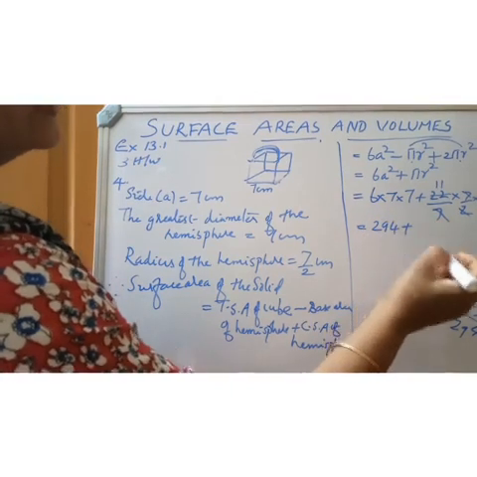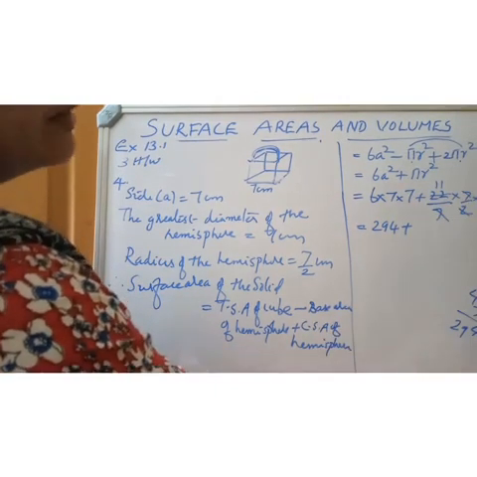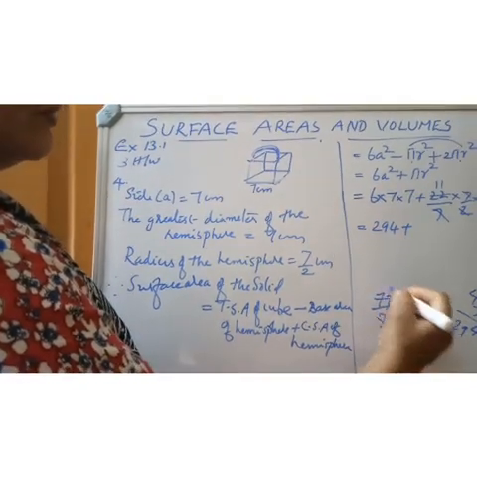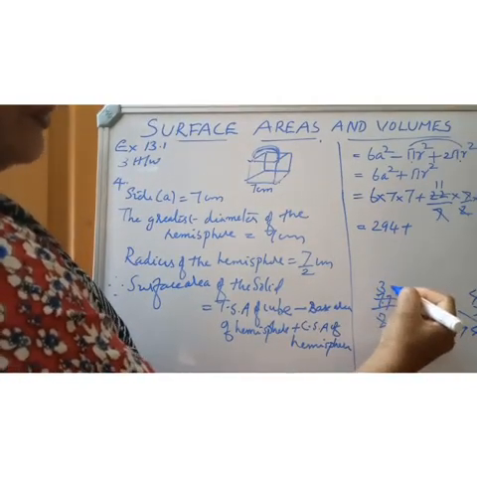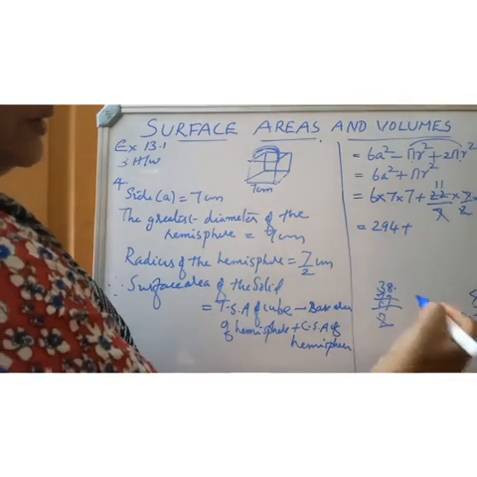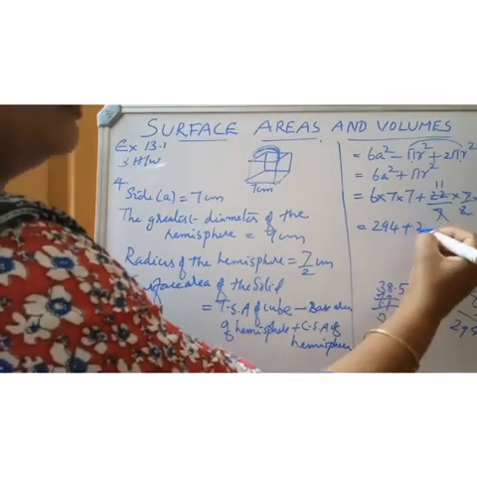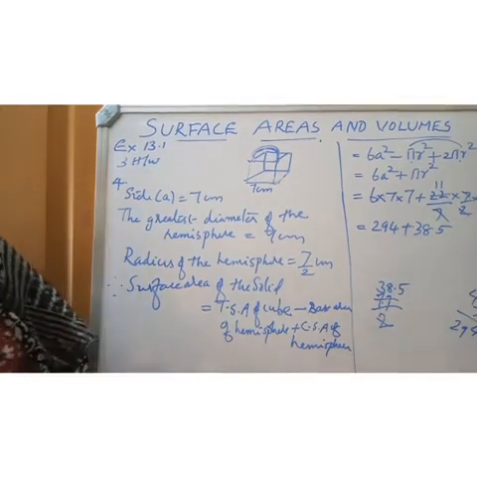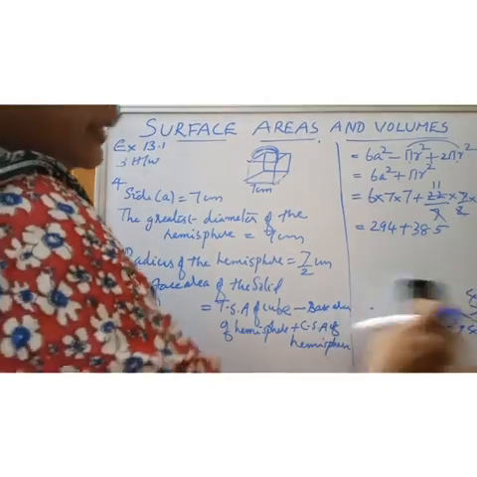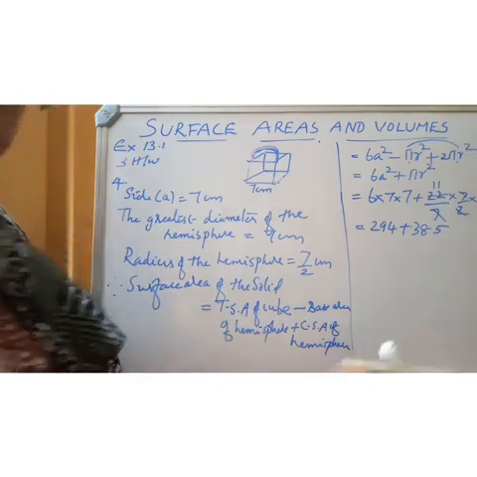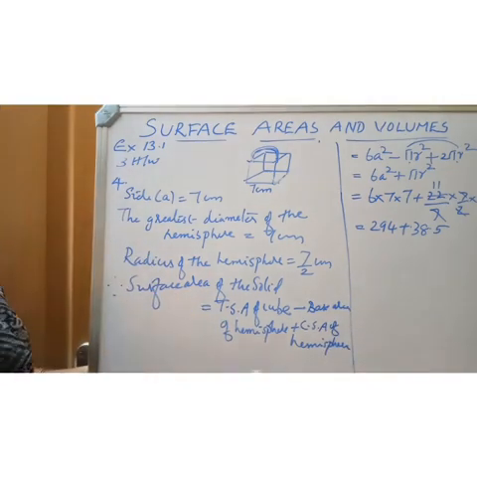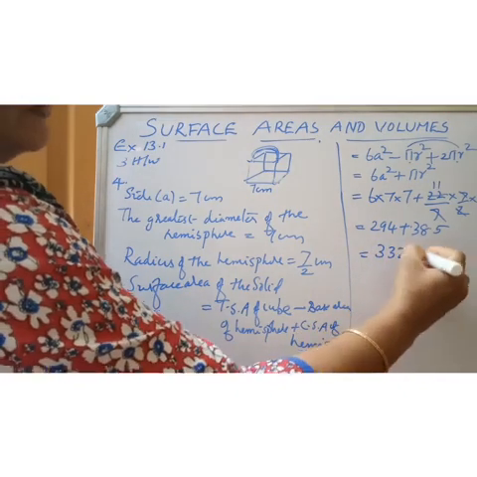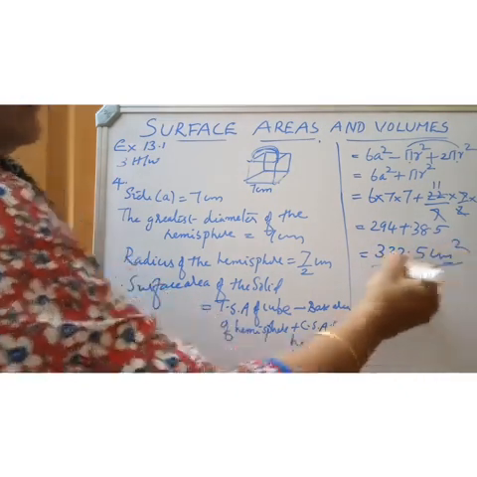294 plus 11 sevens are 77. 77 divided by 2 is 38.5. So add it. 294 plus 38.5, that will be our final answer. So 332.5 centimeter square. That will be our final answer.